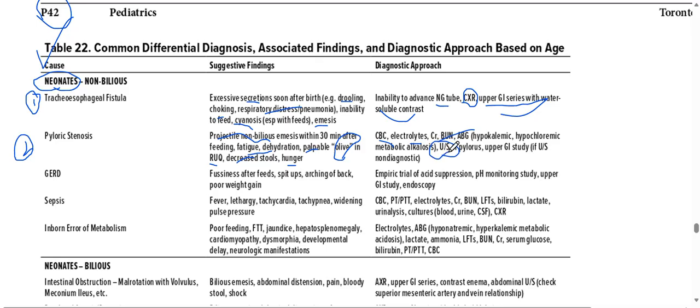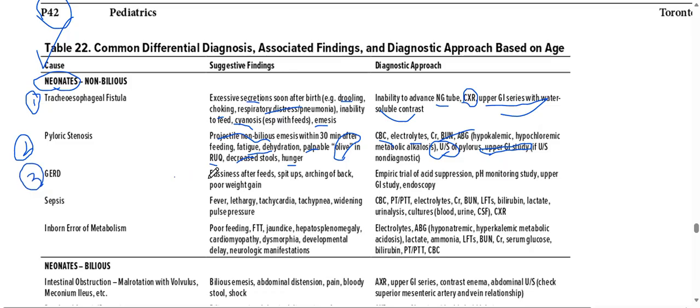Ultrasound. Ultrasound is done to diagnose pyloric stenosis, and an upper GI study if ultrasound is non-diagnostic. So what are the two investigations we do for pyloric stenosis? First and foremost, the most important is ultrasound, and number two, an upper GI study if ultrasound is not diagnostic. Then the next cause of vomiting we need to know is GERD, gastroesophageal reflux disease.